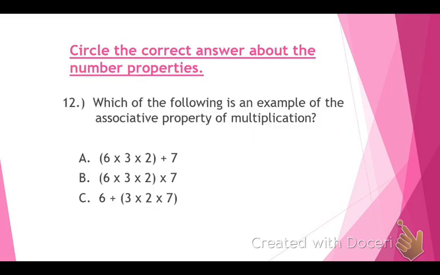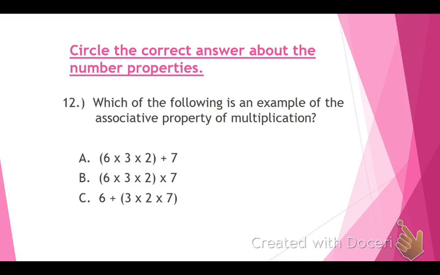Let's go on to the next one, number 12. For this, I want to help you to be able to break down the questions so that you can easily find the correct answers, because these questions will be on your test tomorrow, okay? Which of the following is an example of the associative property of multiplication? Associative, what's the key word there?